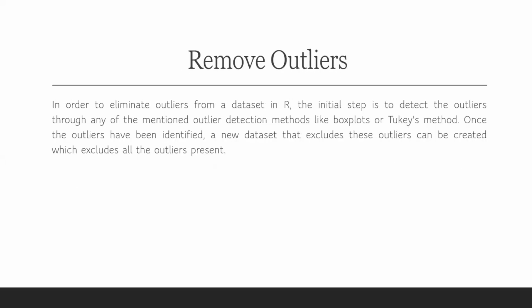So let's see the first method of removing outliers. In order to eliminate outliers from a dataset in R, the initial step is to detect the outliers through any of the mentioned outlier detection methods like box plots or Tukey's method. And once the outliers have been identified, a new dataset can be created which excludes all the outliers present in the dataset. So now let's move to RStudio to see how it works.